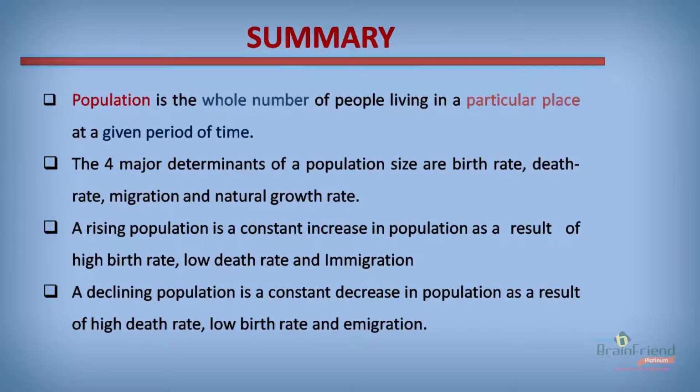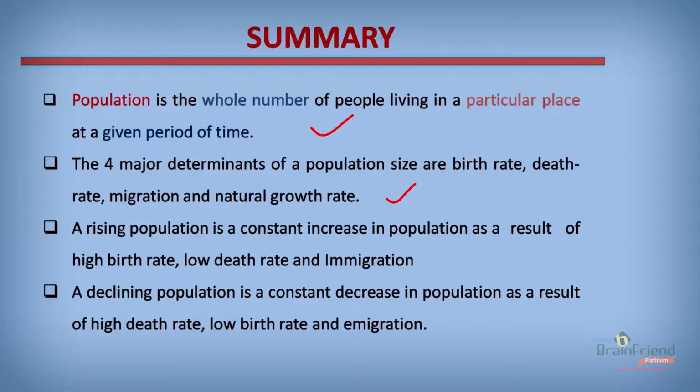We have come to the end of this class. Now let's take a quick summary of what we have learned so far. We learned that population is the whole number of people living in a particular place at a given period of time. We also learned that there are 4 major determinants of a population size, and these include birth rates, death rates, migration, and natural growth rates.